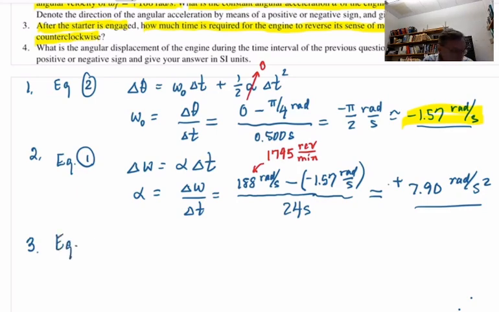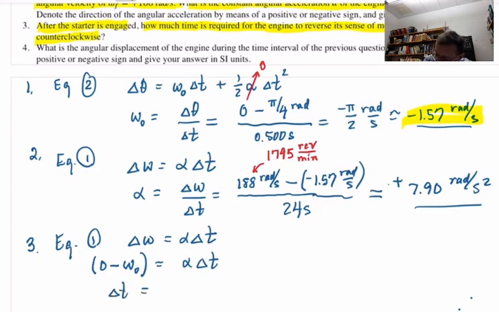I'm going to apply equation 1 again. Delta omega equals alpha times delta t. But now I'm applying it to a different interval than I did in question 2. Just the time interval starting at the moment the starter is engaged at time 0 with the clockwise rotation to the moment where it is for an instant at rest. So for the delta omega, the omega final is 0, and the omega initial is omega 0, and that must equal alpha delta t. Now I'm going to solve for delta t.